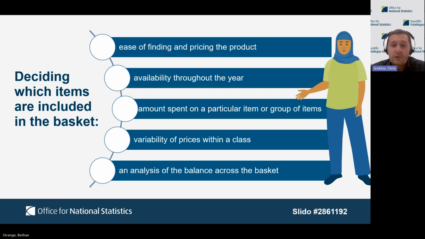Finally, we also carry out more statistical analysis. We monitor the variability of price across the basket. If we have an area of the basket with high price variability, we will look to introduce a new item to try and help reduce that variance. And likewise, we analyse the balance of items across the basket. We only have limited resources, so we need to ensure we share out the items for which we can collect prices across the whole range of goods and services within our virtual basket.